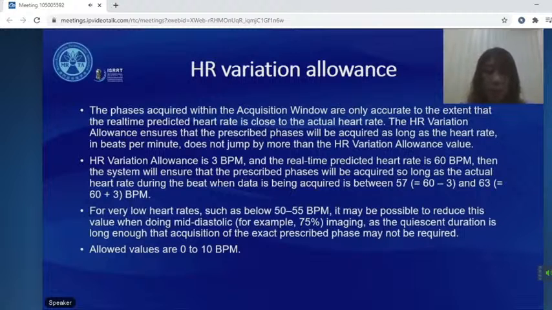acquire data with the heart rate between 57 to 63. For very low heart rate patients, such as 50 to 55, it may be possible to reduce the value when doing 75% imaging, since the quiescent duration is long enough for acquisition. And the allowance value is from 0 to 10.